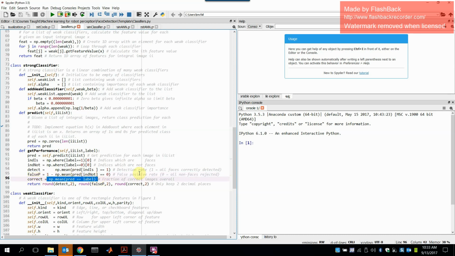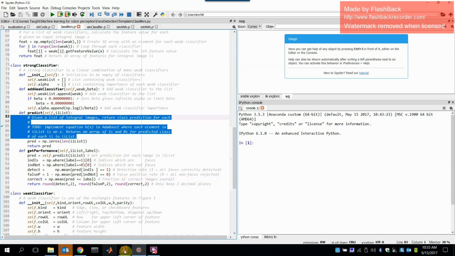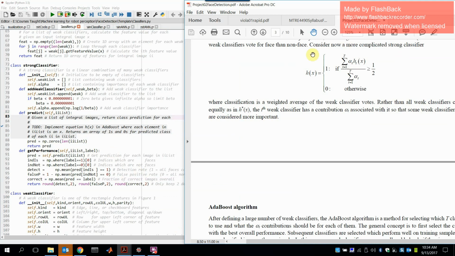So this is returning 3 things. The overall, how much is it right overall? And then what is the detection rate? And what is the false positive rate? You can use any combination of those things in determining when you're done training your strong classifier. Once that reaches certain thresholds of whatever you deem necessary, then you can have your while loop end. So the only thing you need to implement here is this equation right there for the strong classifier.